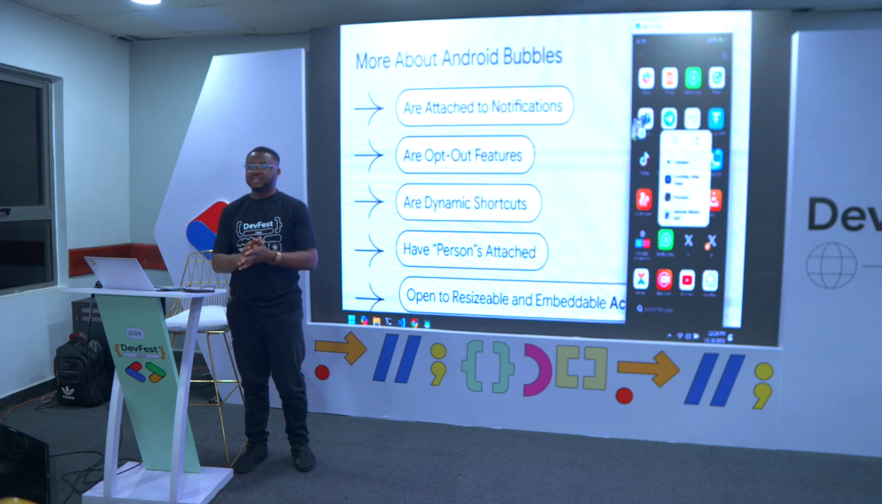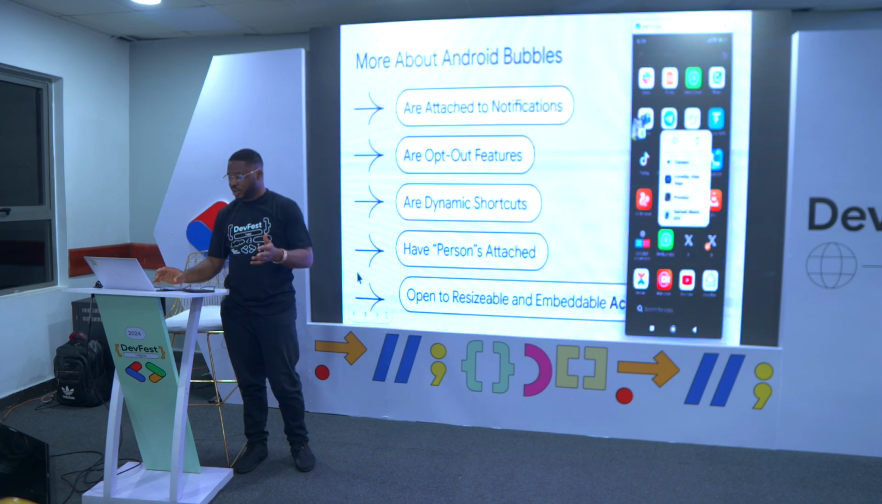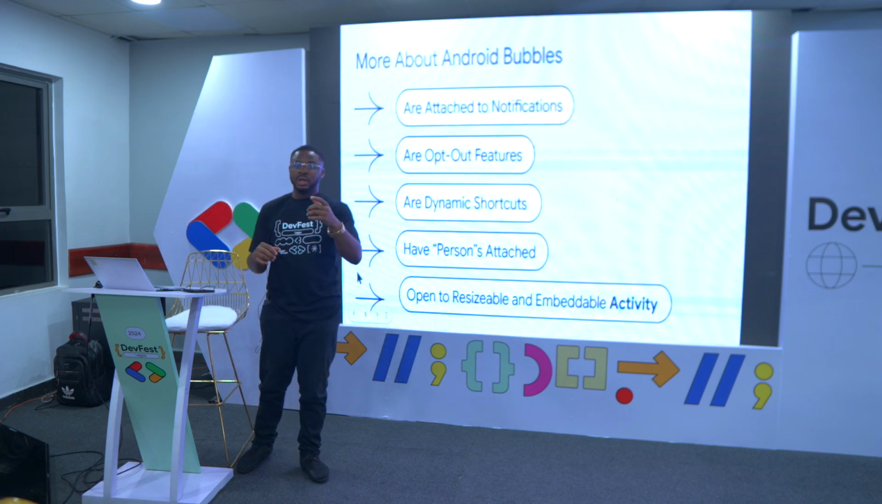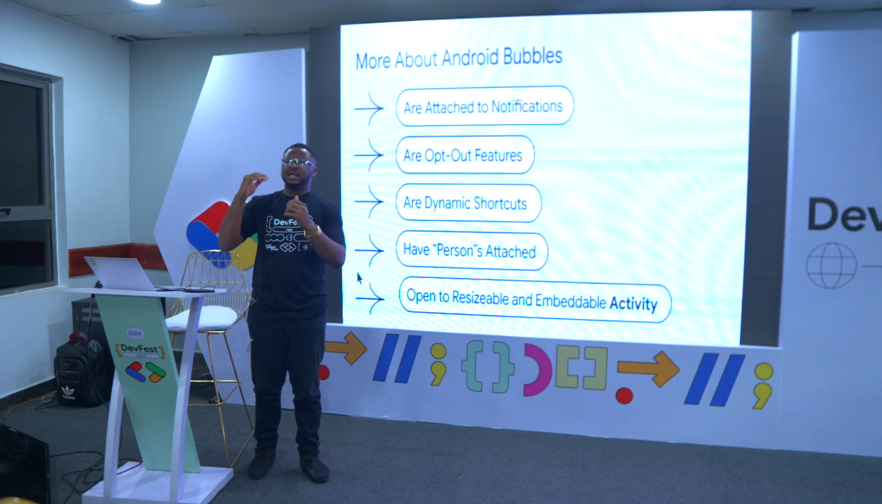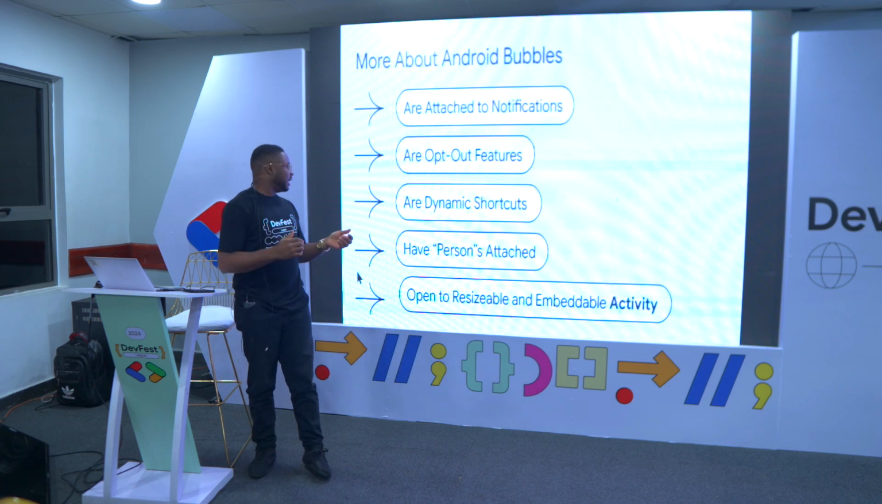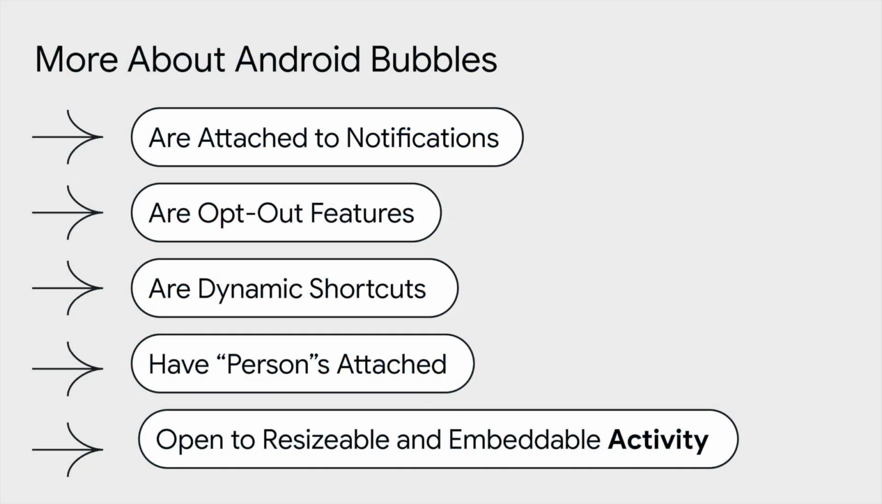So bubbles are attached as dynamic shortcut. I think it's something I want to stress. So behind the scenes, when you show a bubble, it needs to be registered as a dynamic shortcut. If it's not registered, the bubble won't show. And then a person is just a class in Android. We know what classes are. I mean, the normal class of code.